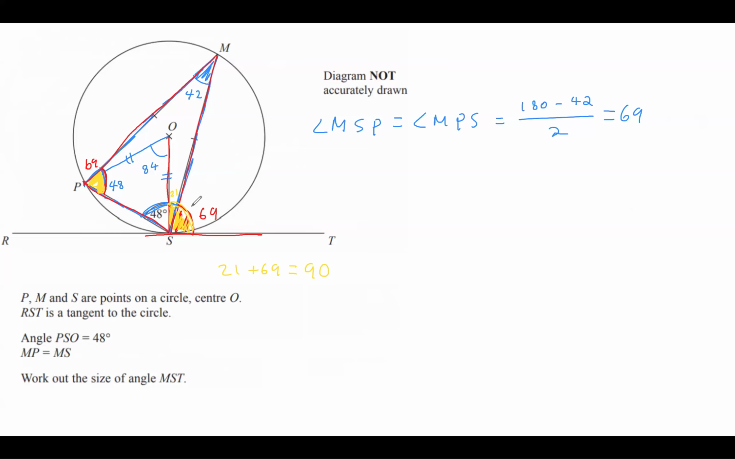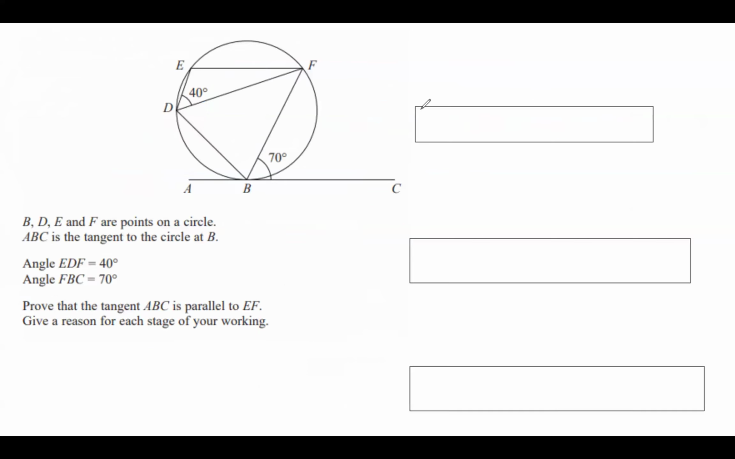All right, so we use two circle theorems here. We use angle at the center is twice the angle at the circumference, and then we had to use the alternate segment theorem, where this angle is equal to angle MST. Okay, so what is our final answer? Our final answer is going to be angle MST is equal to 69 degrees. Okay, brilliant. So let's move on to another question.